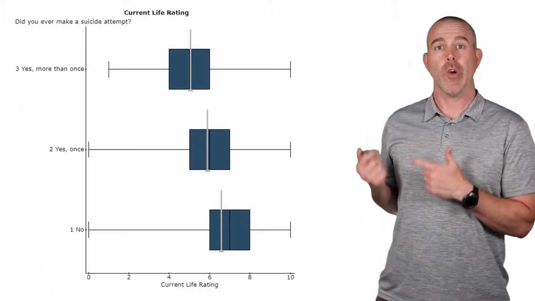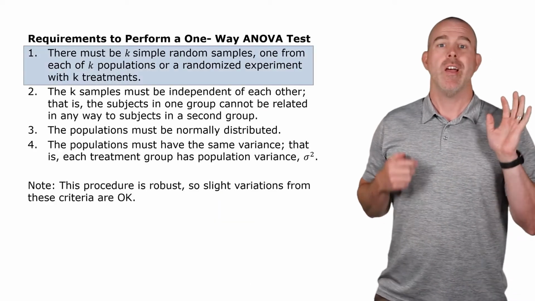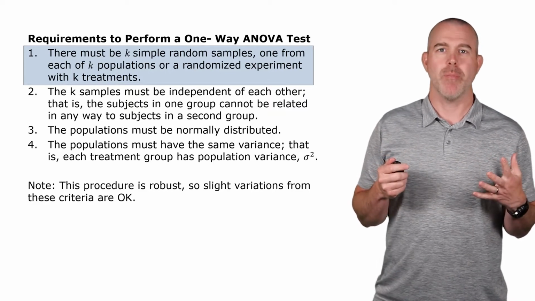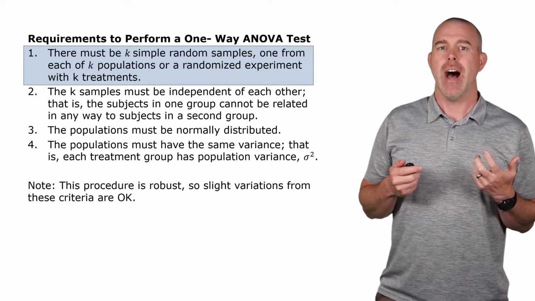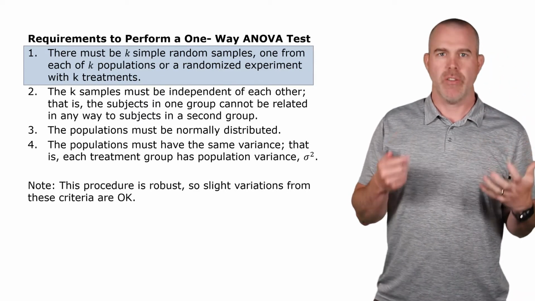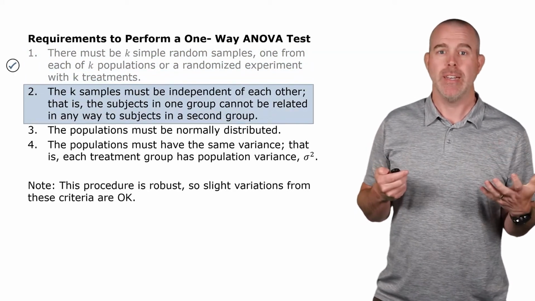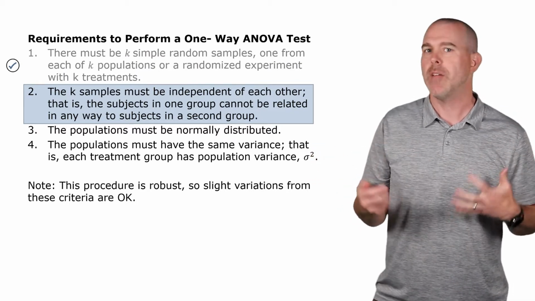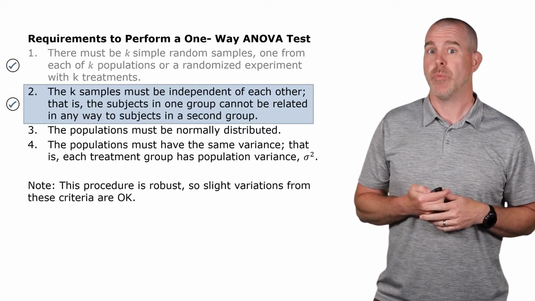Let's think about our current life rating example and look at those four criteria. First of all, they're K simple random samples from K different populations. So each of those three populations, the yes more than once, yes once, and no, they're different populations. Okay, so second one, they have to be independent of each other, right? So they're totally different individuals. These individuals were randomly selected to participate in this survey, so that is definitely true.